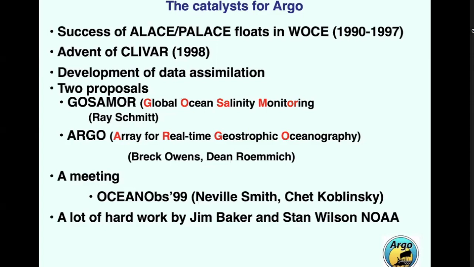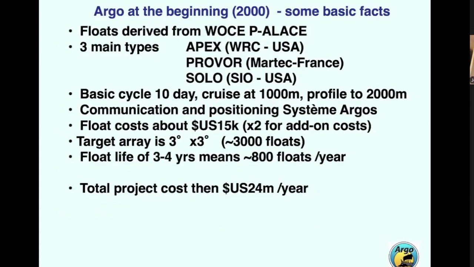This was followed up by a huge amount of hard work and lobbying of governments and research funding agencies by two Americans, Jim Baker and Stan Wilson. And how it came about eventually was that there would be floats commercially produced, derived from the WOCE PALICE, some made by Webb Research Corporation, a company run by Doug Webb in the USA, some generated in France by a company called Martec, and a large number made by Scripps Institution, the SOLO floats from the USA.